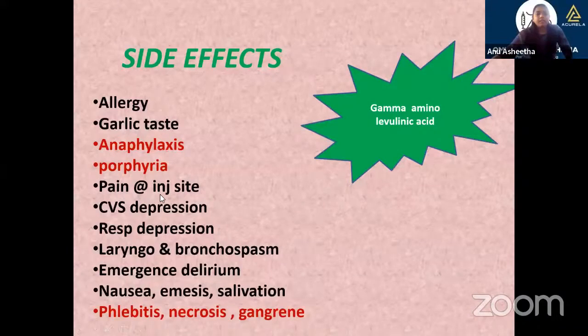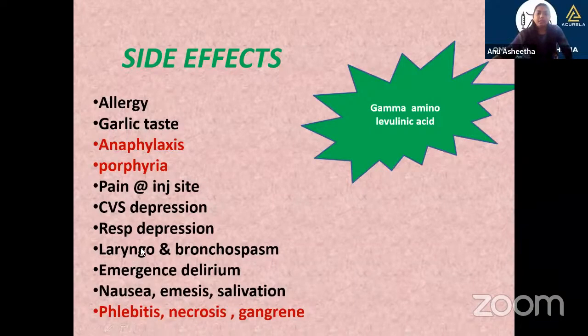Then pain at the injection site. This can be avoided by introducing lignocaine prior to the drug. Serious cardiovascular and respiratory depression. Then laryngeal spasm and bronchospasm. Emergence delirium can occur, but it is not profound, so hence it can be safely used.